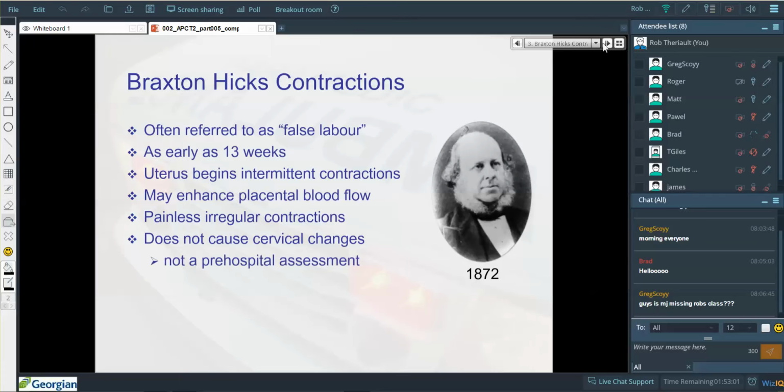Not that this is a pre-hospital assessment anyway. We're certainly not going to be doing that.